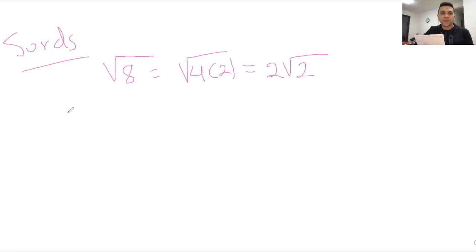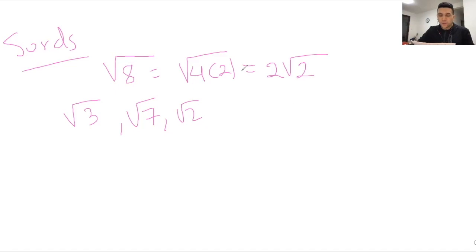However, what if I have the square root of 3? Can I simplify it? No. So that's a surd. Square root of 7, square root of 2: these are examples of surds, okay? Not only the square root, it could be a cube root, fourth root. If you get to a number where you cannot simplify the number inside the radical any further, that would be a surd, okay?